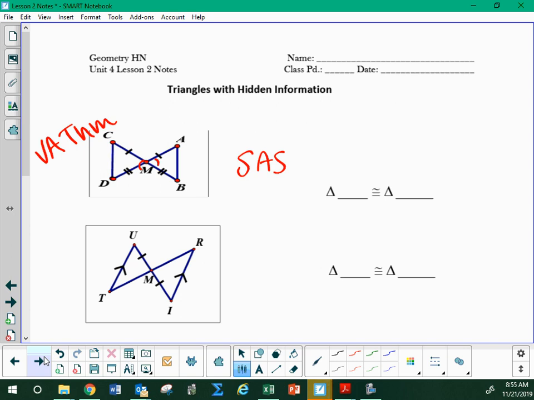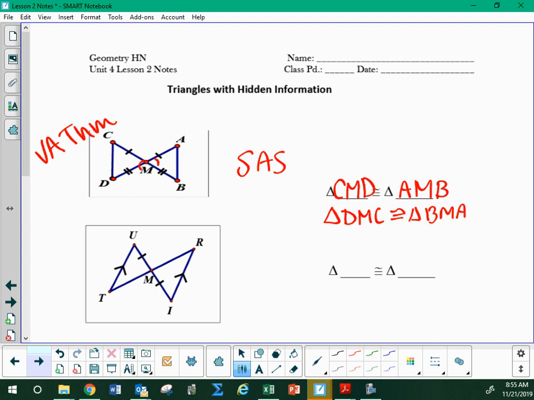So I'm going to go with C and D. C and D would match up with A and B. You might have gone in a different order. Maybe you said triangle DMC. That would be fine as long as you then say triangle BMA.